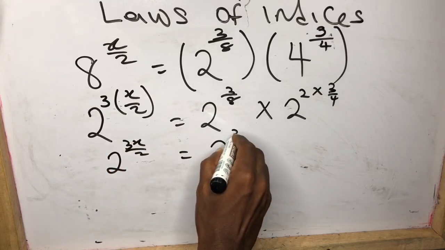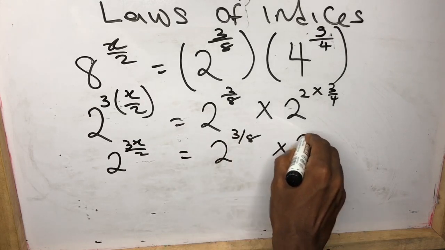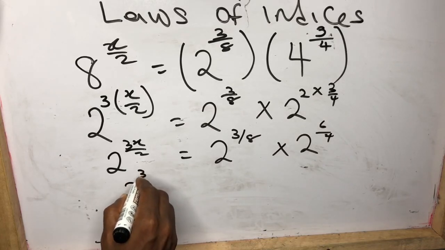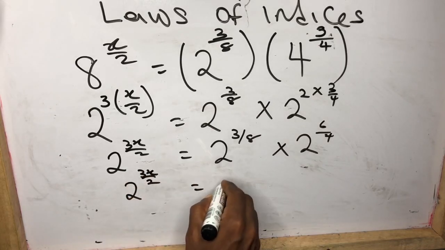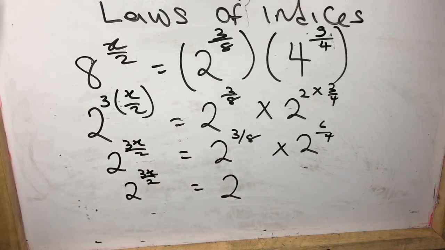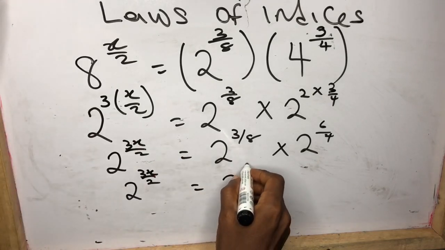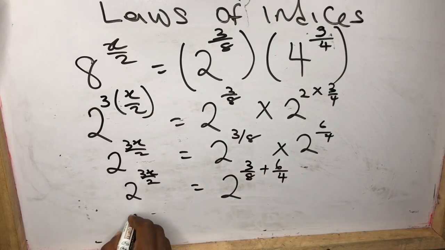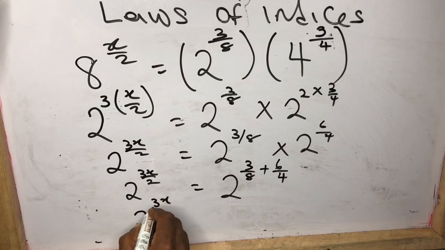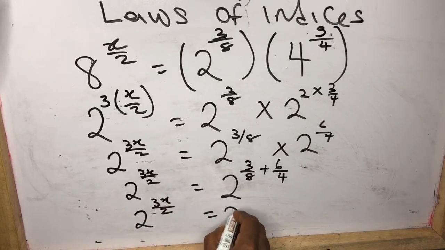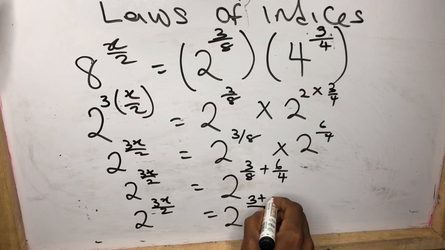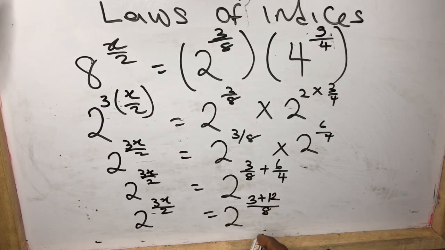So the next one will be 2 raised to the power 3 over 8 times 2 raised to the power 2 times 3, which is 6 over 4. So you rewrite that again: 2 raised to the power 3x over 2 equals, according to that law, under multiplication, since they have the same base, which is 2, 3 over 8 plus 6 over 4. Now you find the LCM. The LCM is 8. 8 in 8 is 1, 1 times 3 is 3. 4 in 8, 8 divided by 4 is 2, 2 times 6 is 12.